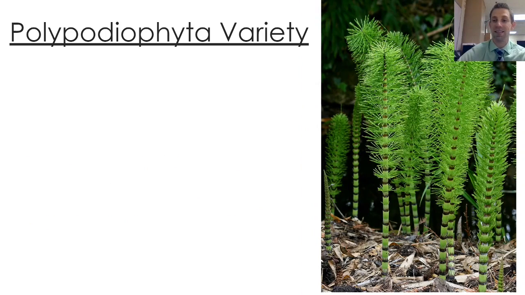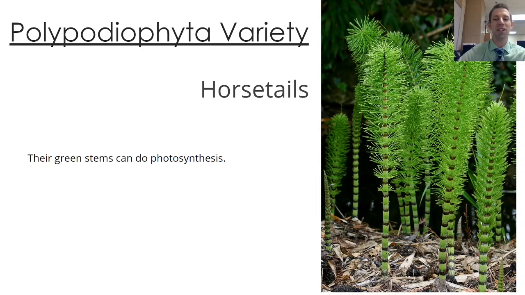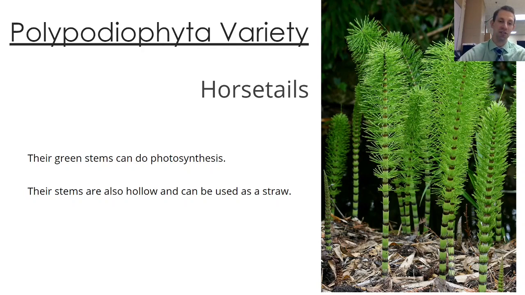The last is these horsetails. And the name is pretty apt in that they look somewhat similar to the tail of a horse. Now, these are unique in the fact that they have green stems, and therefore they can do photosynthesis right within their stems. Another interesting feature about horsetails is that their stems are hollow, so they've been used throughout human history as a natural straw, which is pretty interesting.